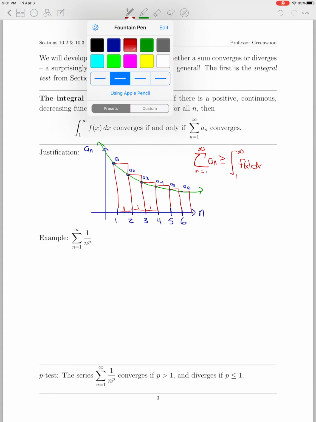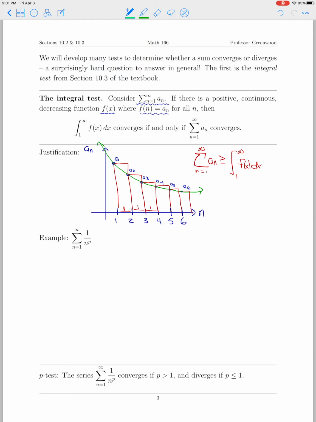But it turns out that I can find another relationship between the sum and the integral if I consider a right Riemann sum instead. And so at this point, I'm going to draw rectangles again. But the rectangles are going to use the right endpoints here. And so if I do that in this pink right here, then you can see that the area of each of the rectangles is still dependent on some a sub n value. And all the rectangles still have width 1.